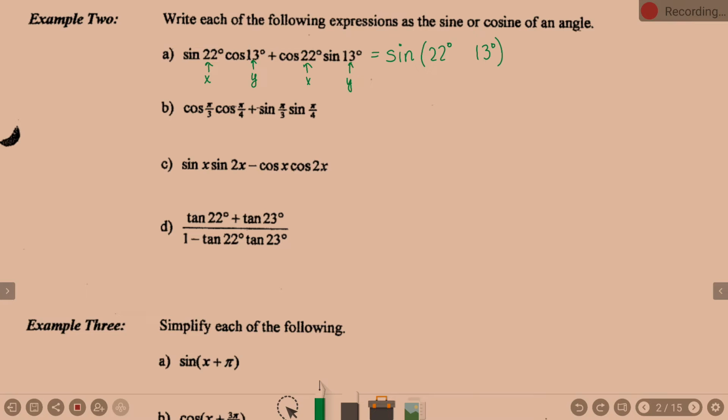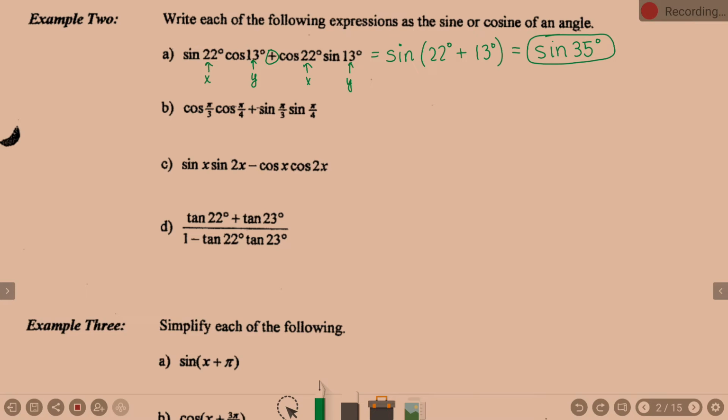And as Kylie says, for the sine trig function, the plus or minus signs match. Since this is plus, we're going to use plus here. Don't stop here. Be smart. What is 22 plus 13? 35. And there is the sine of 35 degrees. Technically, if you typed in this expression on your calculator, and then you typed in sine of 35 degrees on your calculator, they would both come out the same, yes?